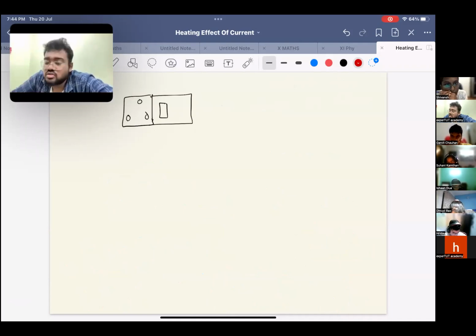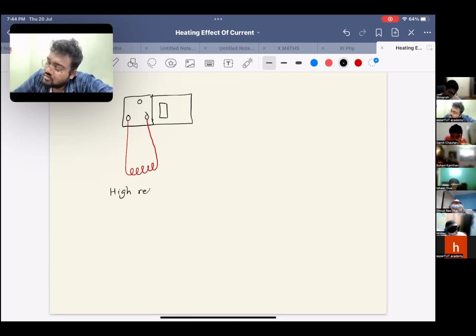You are using it for heating, and basically it is a coil. That's it. It's a high resistivity metal coil. Actually it's not even a metal, it's an alloy, a high resistivity alloy coil. Okay, it has some resistance R.